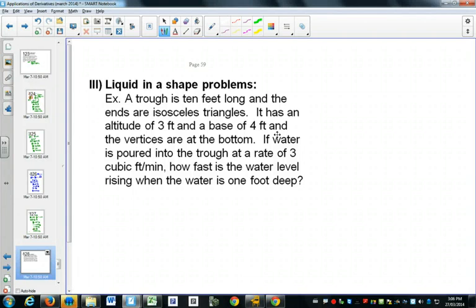Here we go. We've got a trough. If you don't know what a trough is, we're going to draw a picture of it. It is 10 feet long. It's got an isosceles triangle.